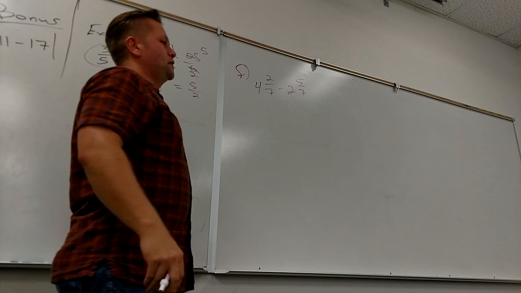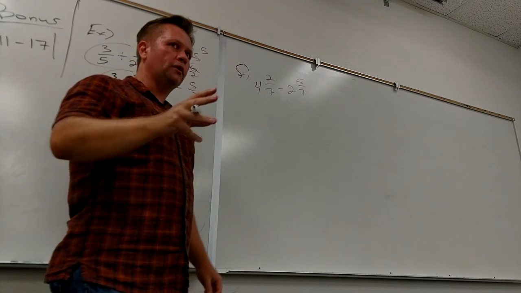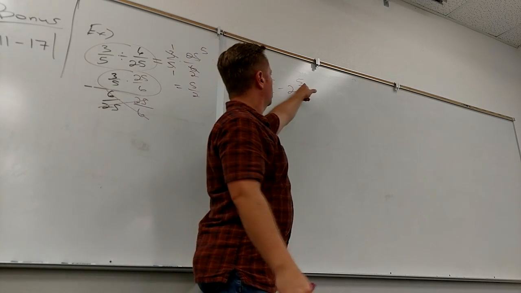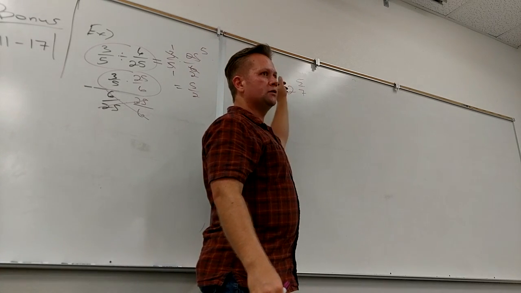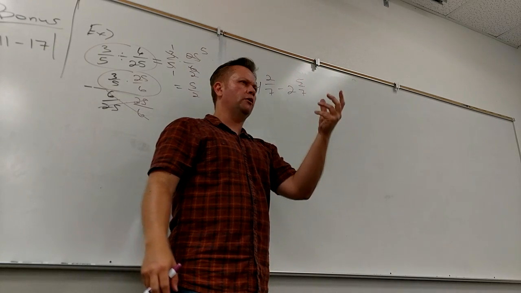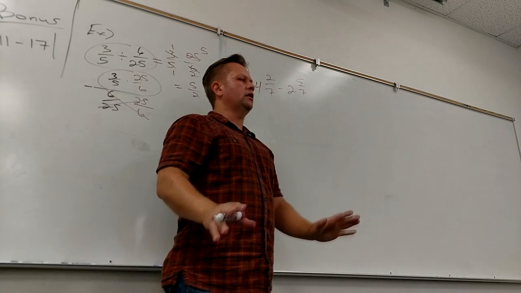All right. There's several ways to do this. You cannot just go 4 minus 2 and 2 minus 5, because you can't really do 2 minus 5. It's like you have to borrow. Do you guys remember borrowing with mixed numbers? All right, I'm not going to do that first.